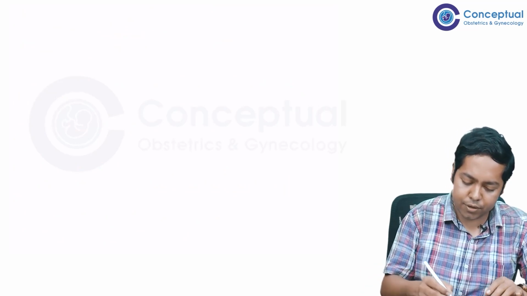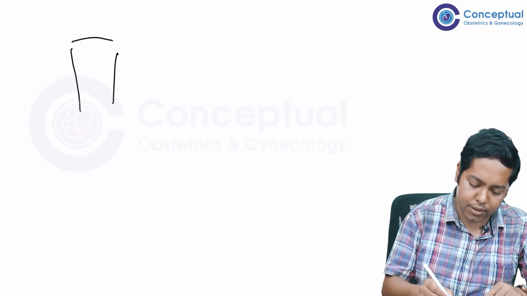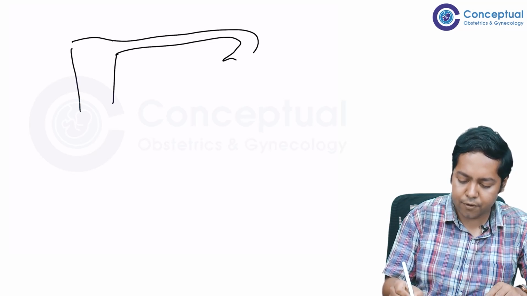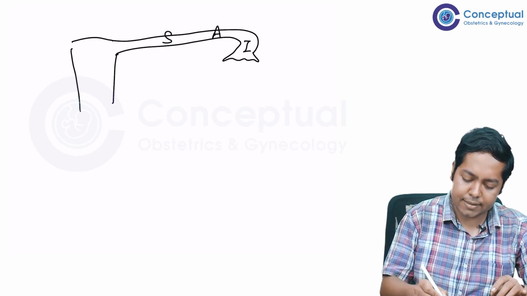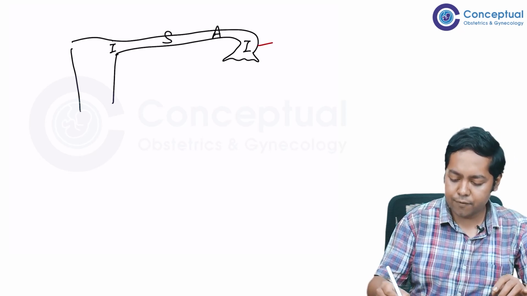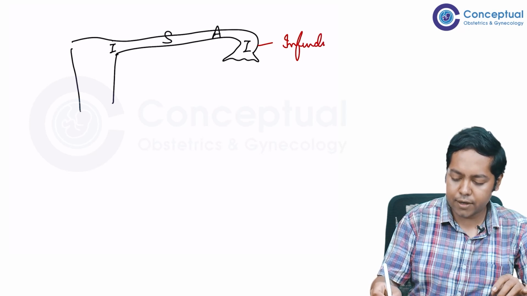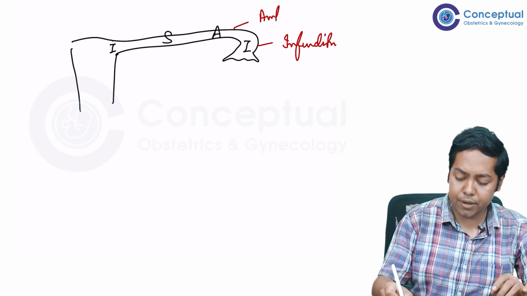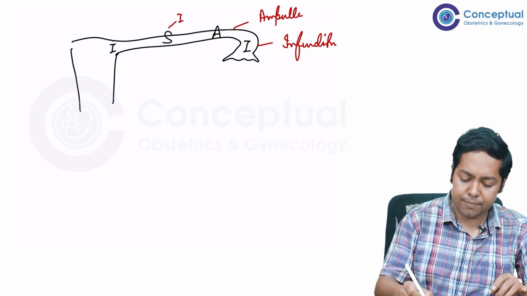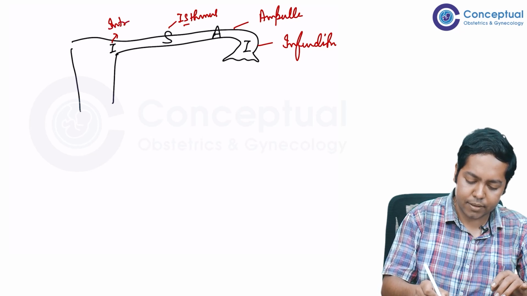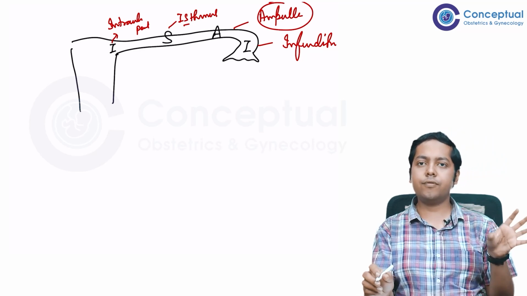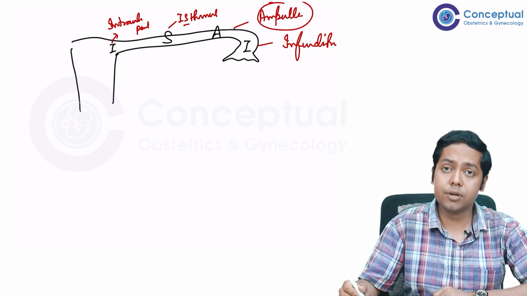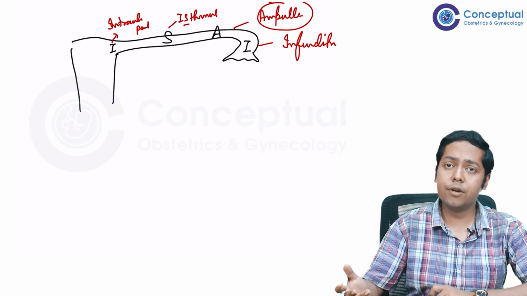Now at this time, I would also want to tell you that the tube has four parts, from lateral to medial, by the mnemonic of IAS and again I. I stands for infundibulum. These all things you already know. Infundibulum, then your ampulla, then comes isthmus, the S, and then the intramural part. So ampulla is the most common site of salpingitis which occurs due to tuberculosis. Ampulla is also the site for fertilization.